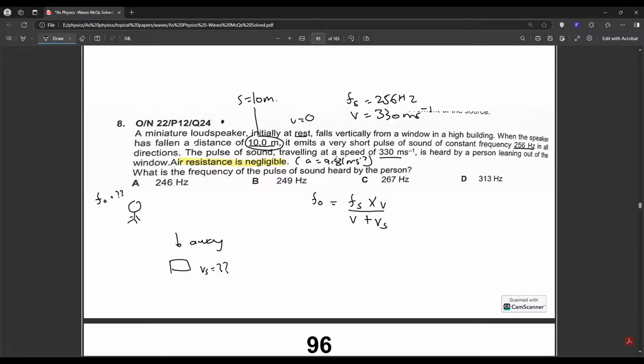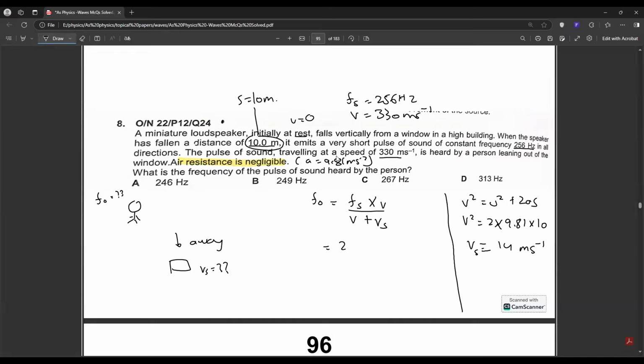First of all, to calculate Vs, we will apply V square is equals to U square plus 2As. Perfect. U is 0. V square is 2 into acceleration, that is 9.81, into the distance, that is 10. Taken under root, 2 into 9.81 into 10 taken under root. The final velocity comes out to be 14. The velocity of the source comes out to be 14 m/s. Now you have everything, you can calculate it.